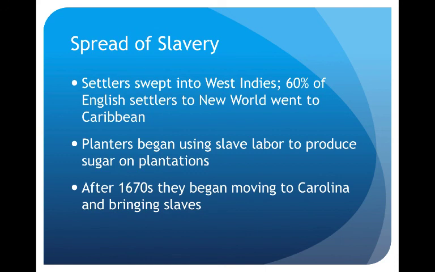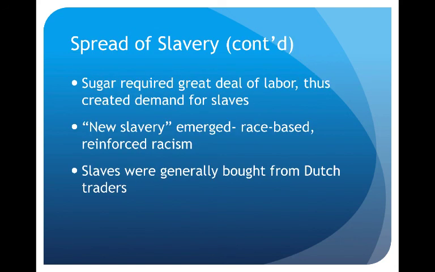More settlers swept into the West Indies, built sugar plantations there. 60% of the English settlers went to the Caribbean. They established sugar plantations. Of course, sugar plantations need a big workforce, so they buy slaves to do it. After the 1670s, they began moving to Carolina colony, and they began bringing their slaves there as well. They continued to grow sugar there, and they also grew rice in Carolina as well. And new slavery, which we talked about already, continued. Slaves were used to work in rice paddies.